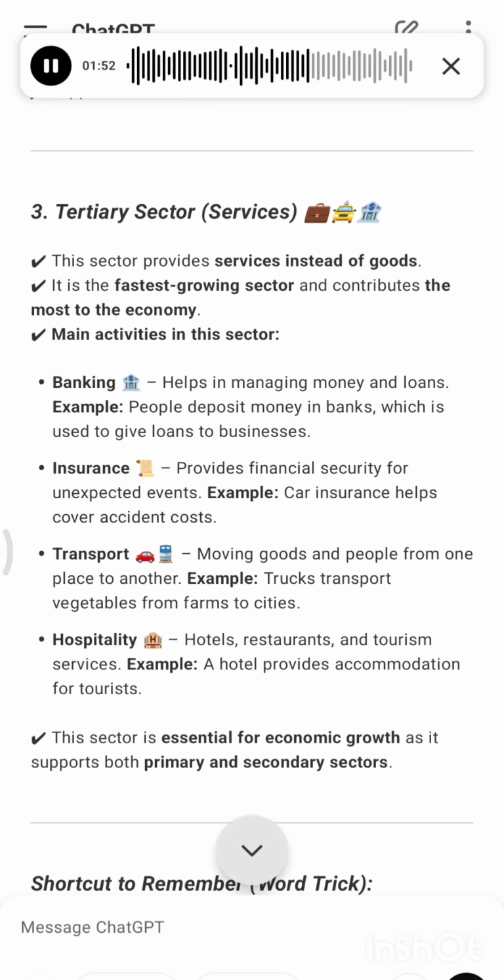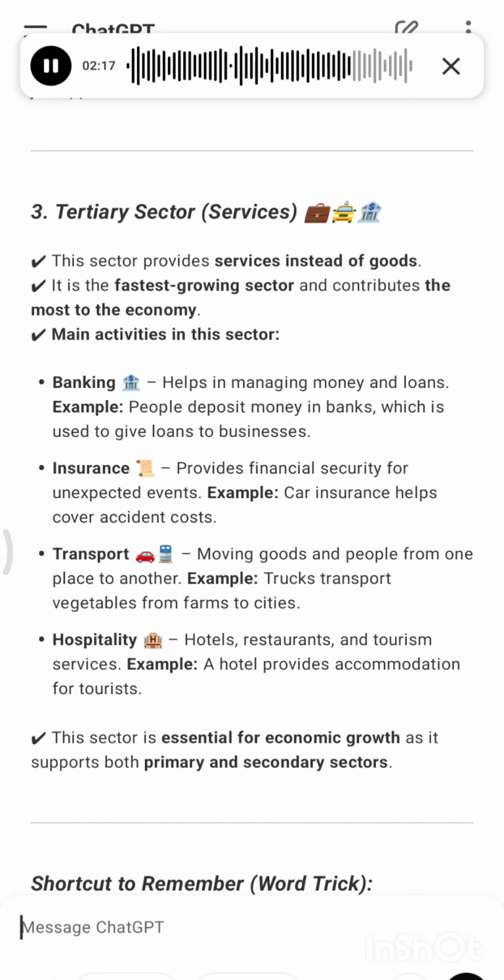It is the fastest growing sector and contributes the most to the economy. Main activities in this sector: banking, helps in managing money and loans. Example, people deposit money in banks, which is used to give loans to businesses. Insurance, provides financial security for unexpected events. Example, car insurance helps cover accident costs.